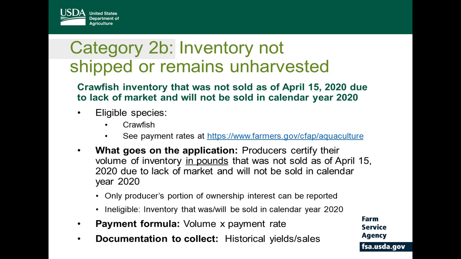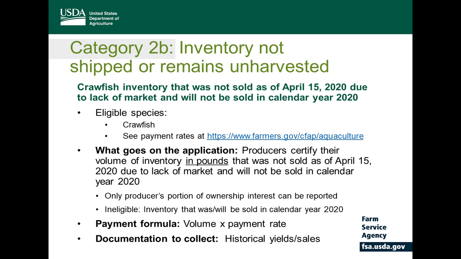And then category 3. Keep in mind, like we discussed, this one applies to crayfish only. So this is inventory that's not shipped or remains unharvested. Crayfish inventory that was not sold as of April 15th due to a lack of market and will not be sold in calendar year 2020. So this applies, like I said, to crayfish only.